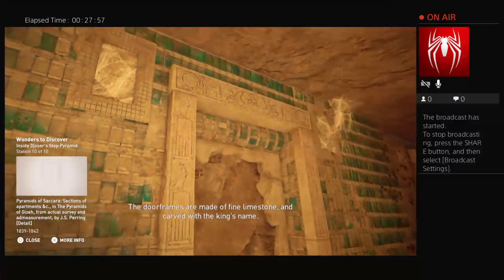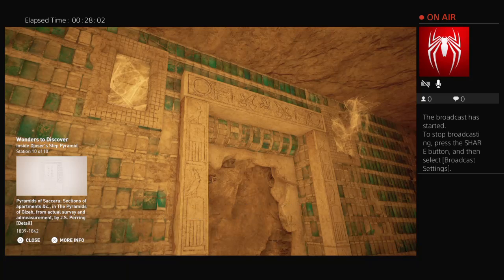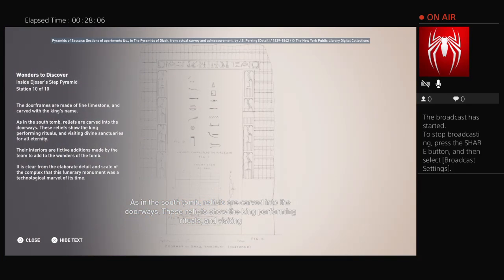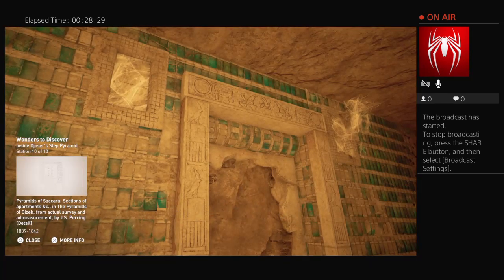The door frames are made of fine limestone and carved with the king's name. As in the south tomb, reliefs are carved into the doorways. These reliefs show the king performing rituals and visiting divine sanctuaries for all eternity. Their interiors are fictive additions made by the team to add to the wonders of the tomb. It is clear from the elaborate detail and scale of the complex that this funerary monument was a technological marvel of its time.